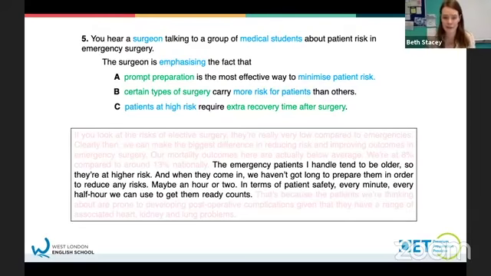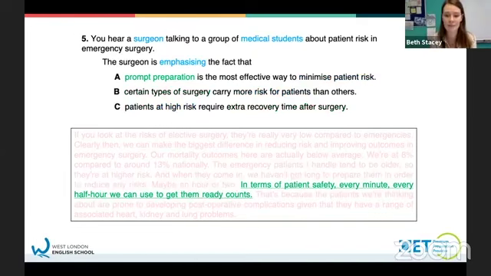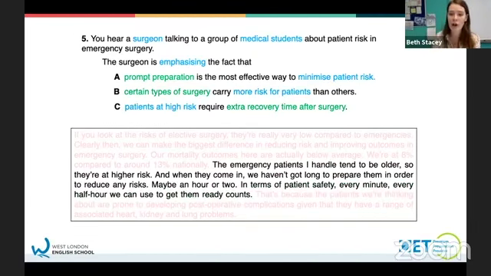Let's look at this middle section of the transcript. The emergency patients I handle tend to be older, so they're at higher risk. Oh, sorry. We haven't got long to prepare them in order to reduce any risks. So we've already got 2 mentions of risk there. Maybe an hour or 2. In terms of patient safety, every minute, every half hour we can use to get them ready counts.